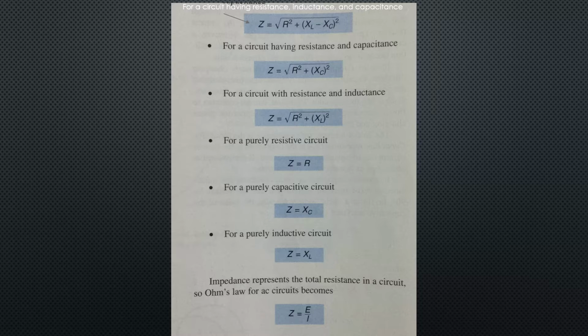For a purely resistive circuit, the impedance equals the resistance. For a purely capacitive circuit, the impedance equals the capacitive reactance. And for a purely inductive circuit, impedance equals the inductive reactance. Finally, impedance represents the total resistance in a circuit. So Ohm's law for AC circuits becomes impedance equals EMF divided by current.